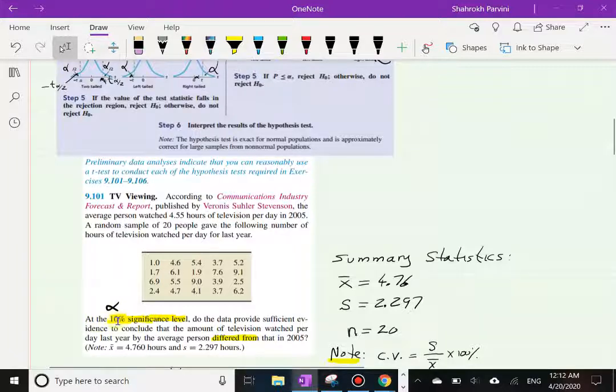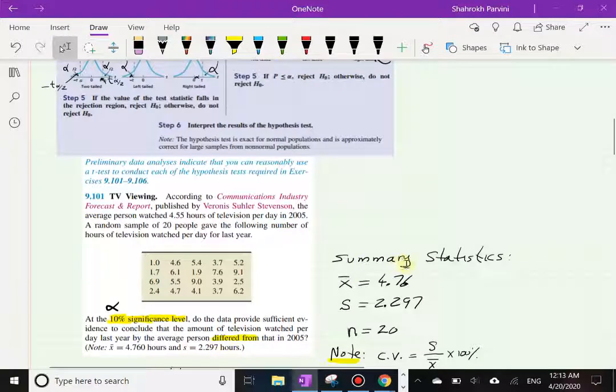At the 10% significance level, remember our significance level is what alpha is, do the data provide sufficient evidence to conclude that the amount of television watched per day last year by the average person differed from that in 2005? Now remember, when we set up the statement of hypotheses, we look for these keywords. Here is an example of a keyword: differed from.